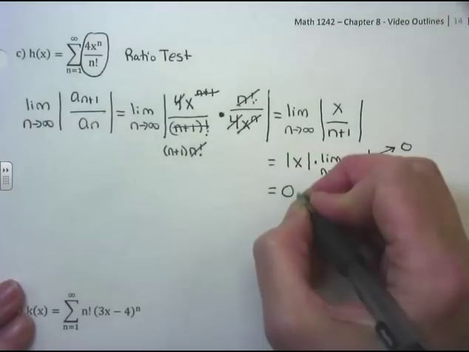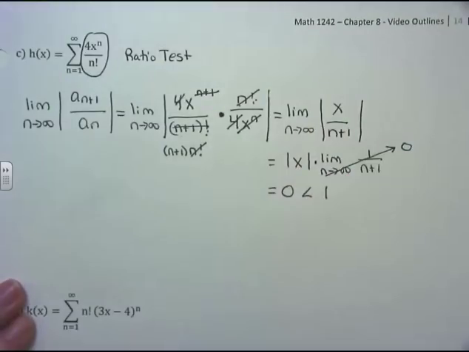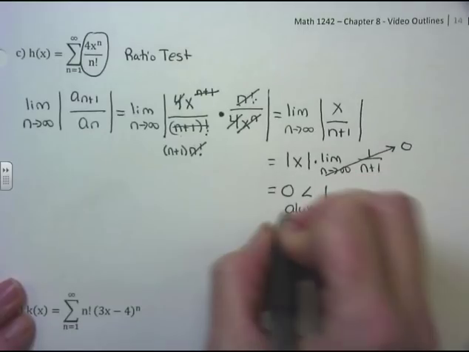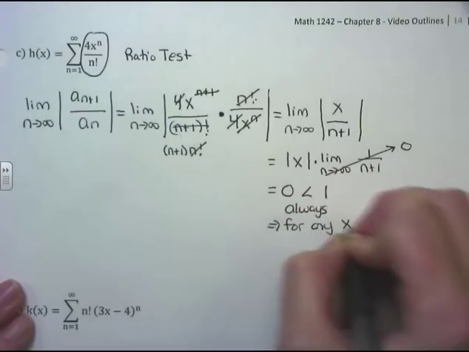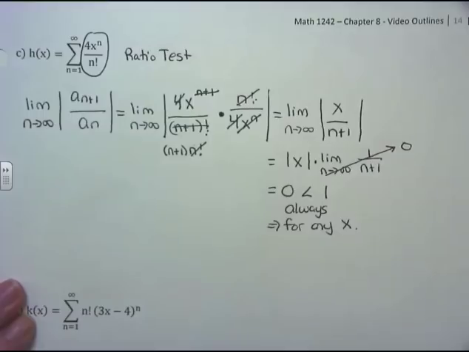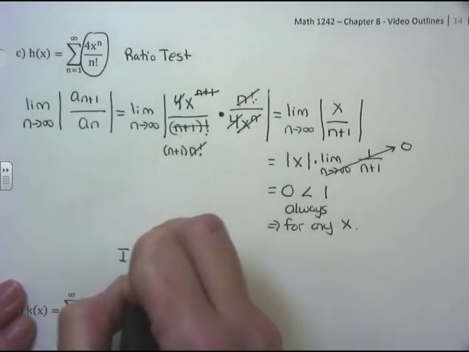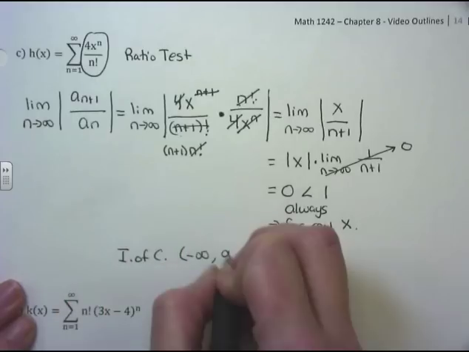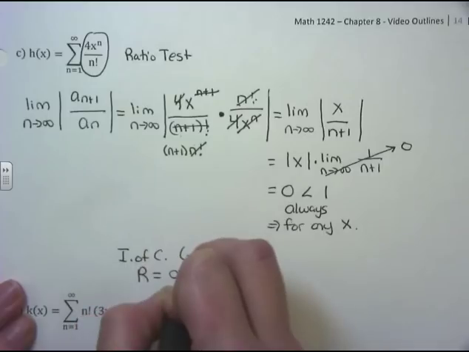Now, when is 0 less than 1? Well, that is always less than 1. So what this means is that this works for any x. This series converges for any x, meaning your interval of convergence can be any real number, so negative infinity to infinity. Your radius of convergence would be infinity.